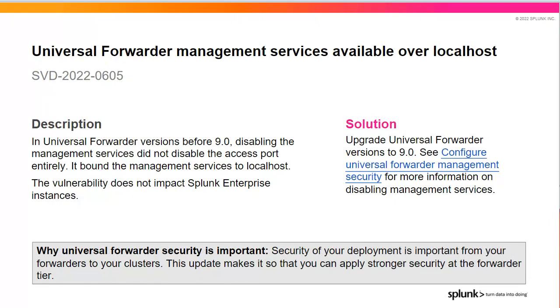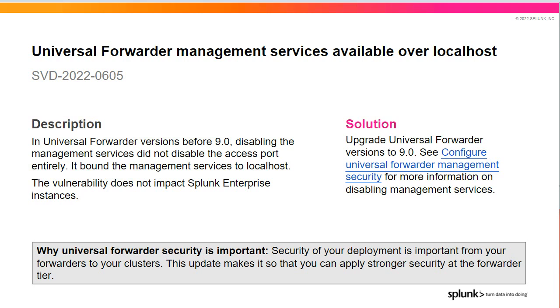The last advisory in this series concerns access to the management port on the universal forwarder. Prior to 9.0, universal forwarders listened on 8089 for all clients by default, meaning any client over the network could actually connect to a UF on 8089 and could control the forwarder through its management API. Now, even if clients could connect over 8089, it's important to note that they still needed to successfully authenticate to the universal forwarder.